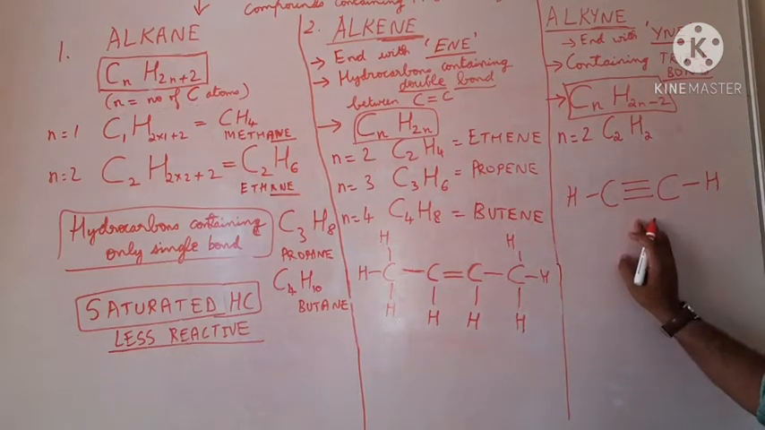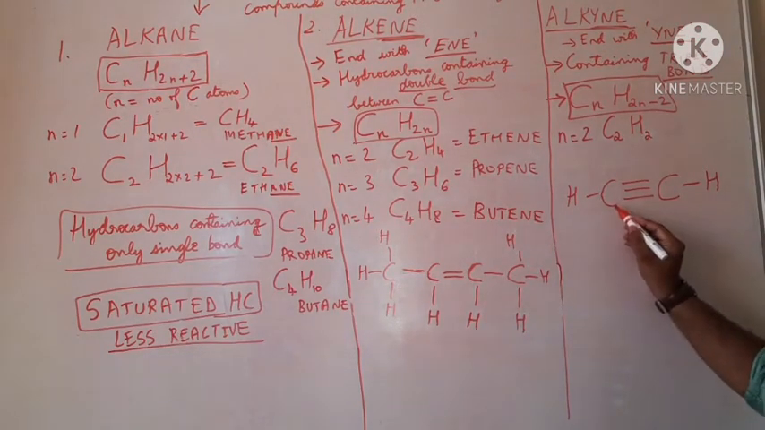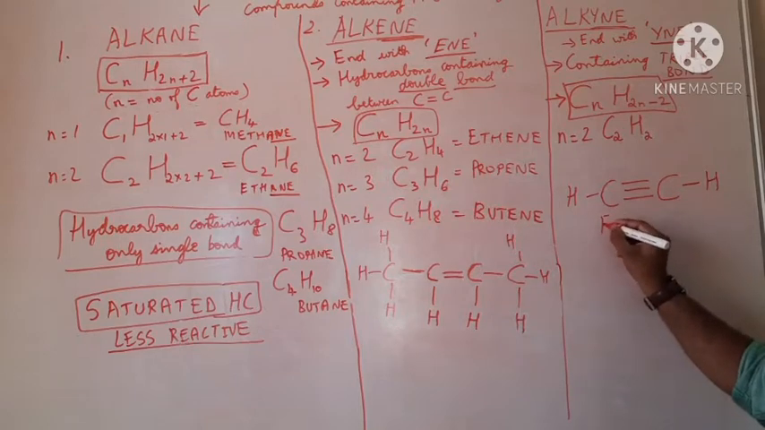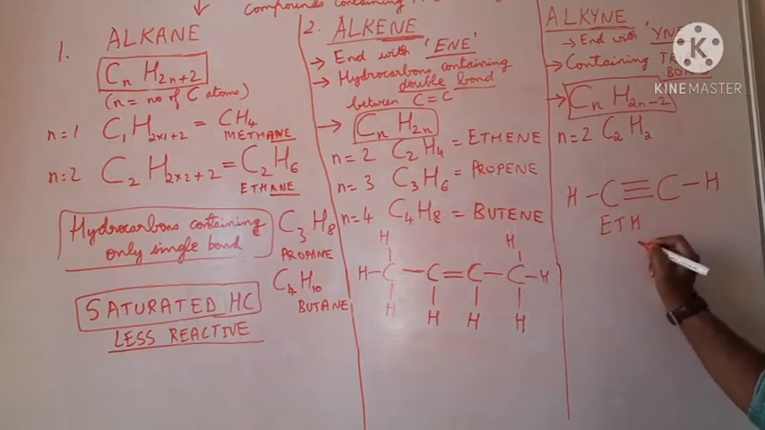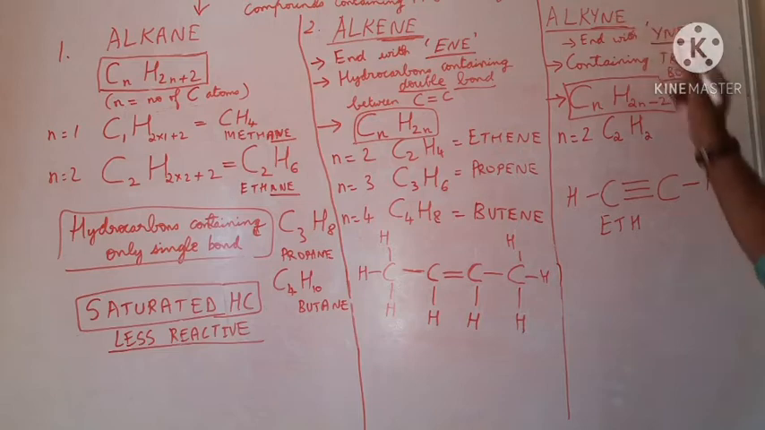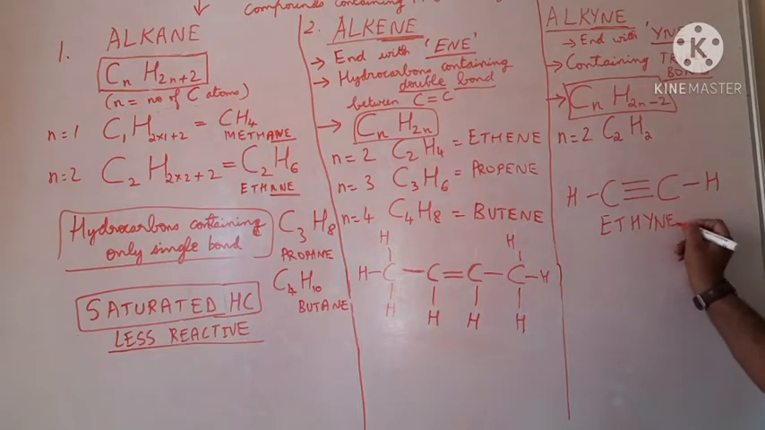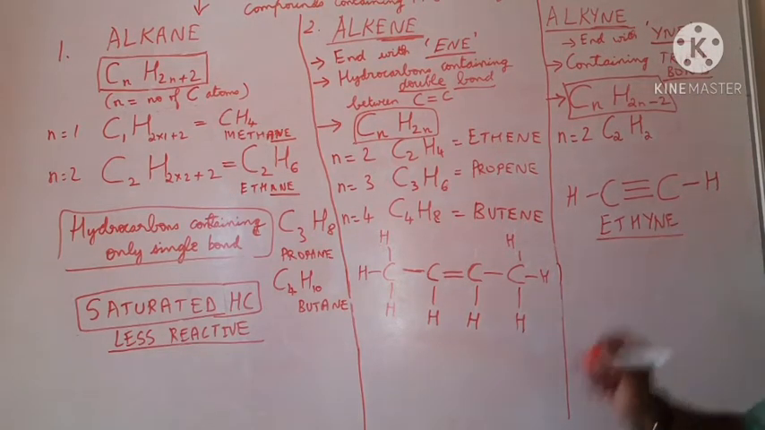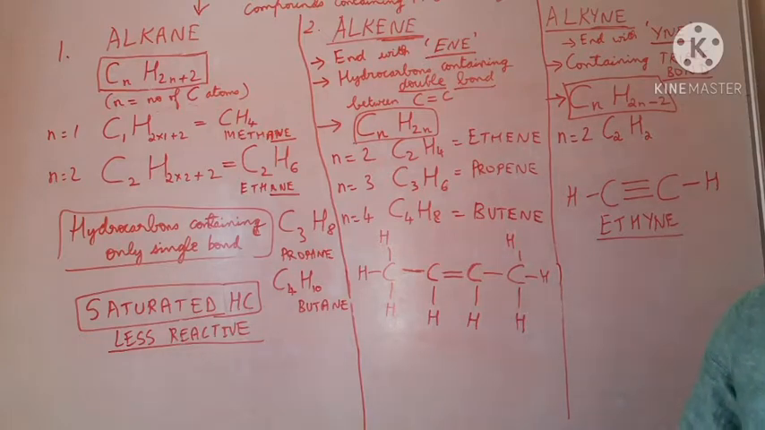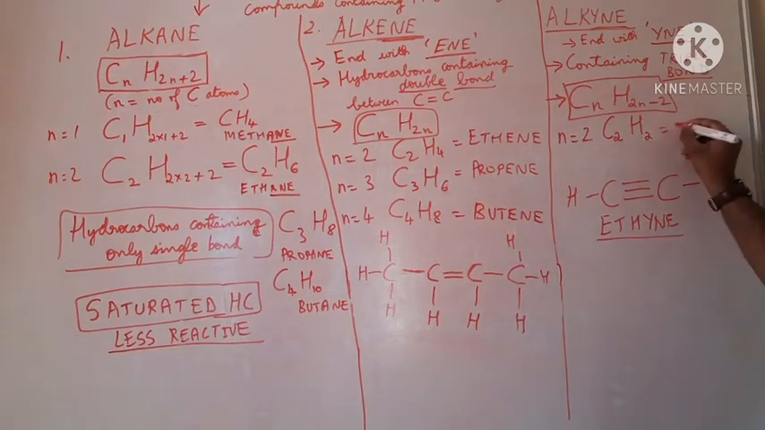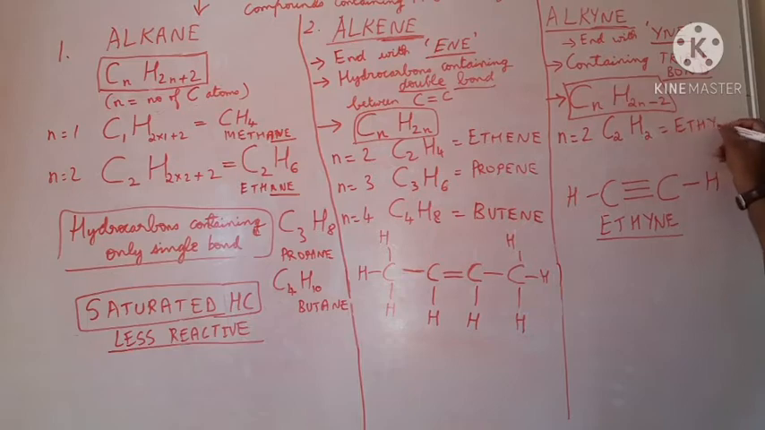And what is the name of this structure? There is 2 carbon, means it begins with eth, and because it is an alkyne, it will end with yne. So the name is ethyne. That is the first alkyne.